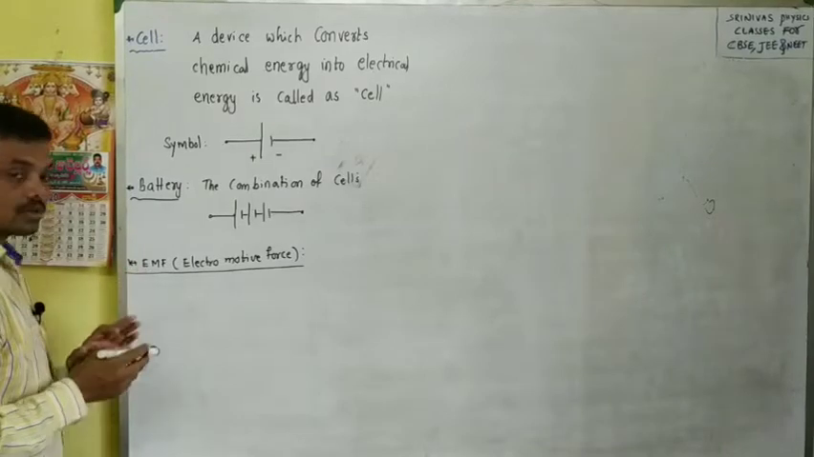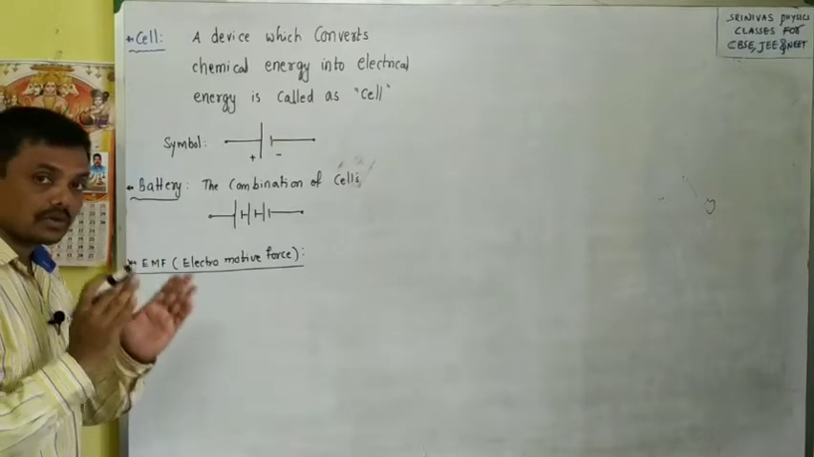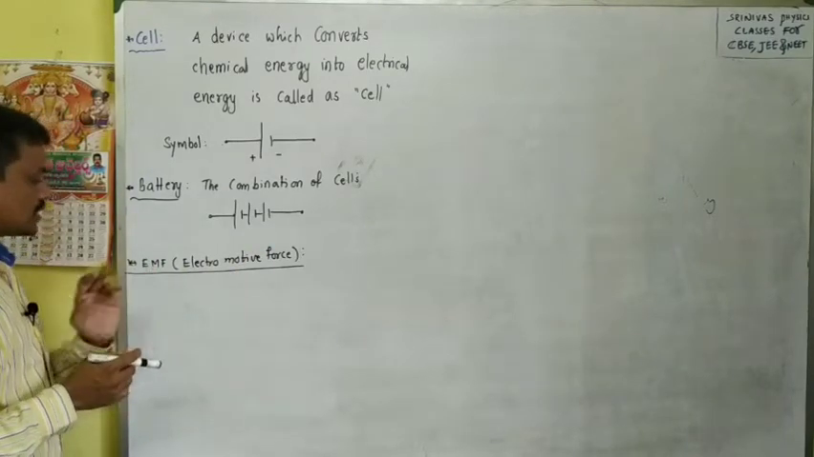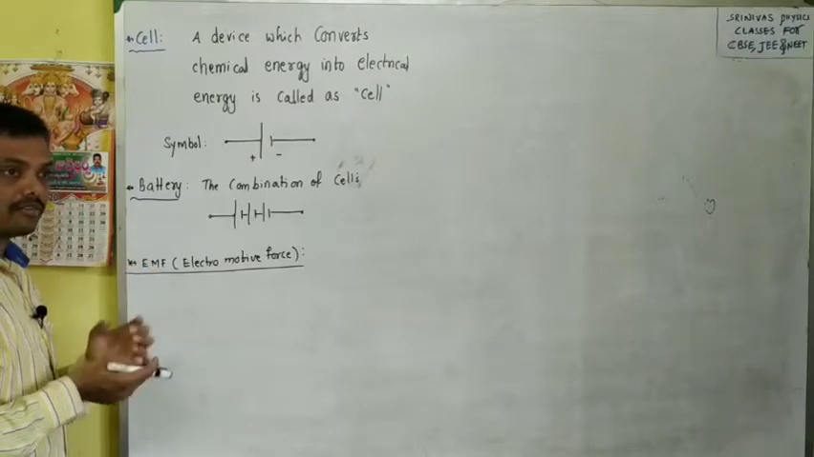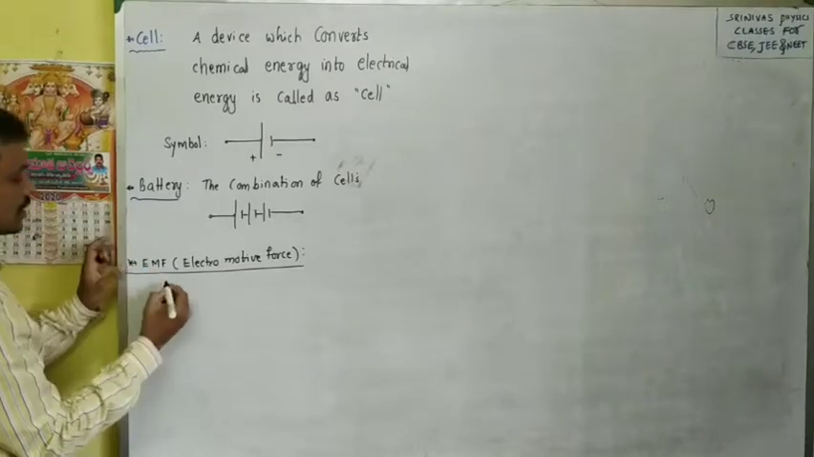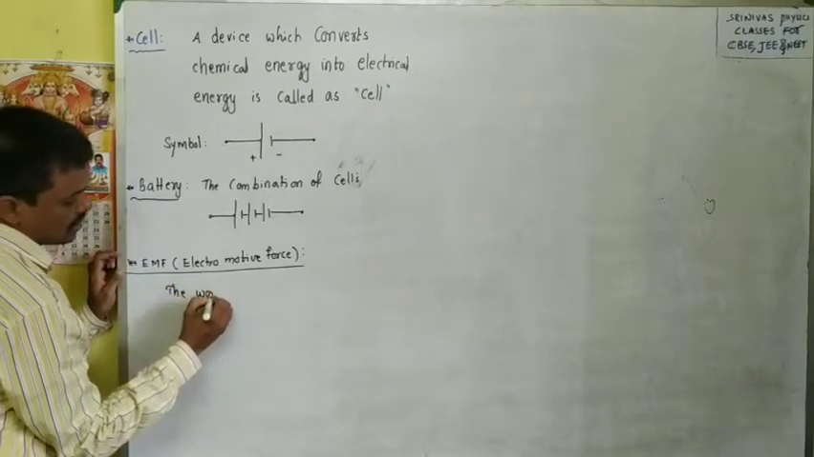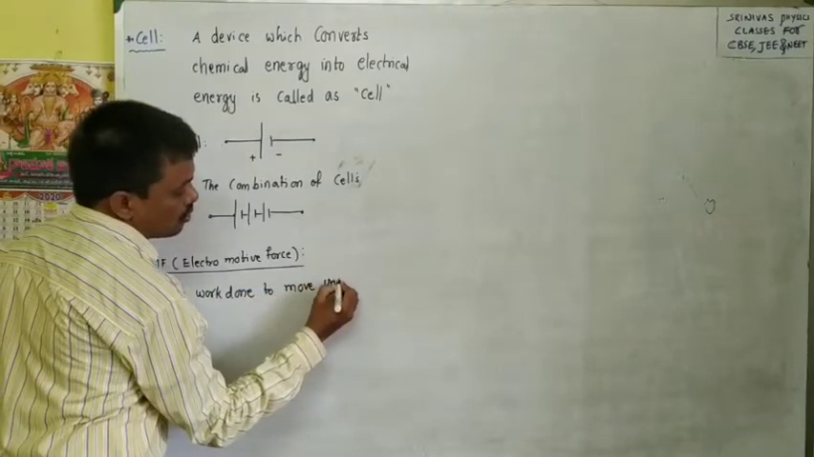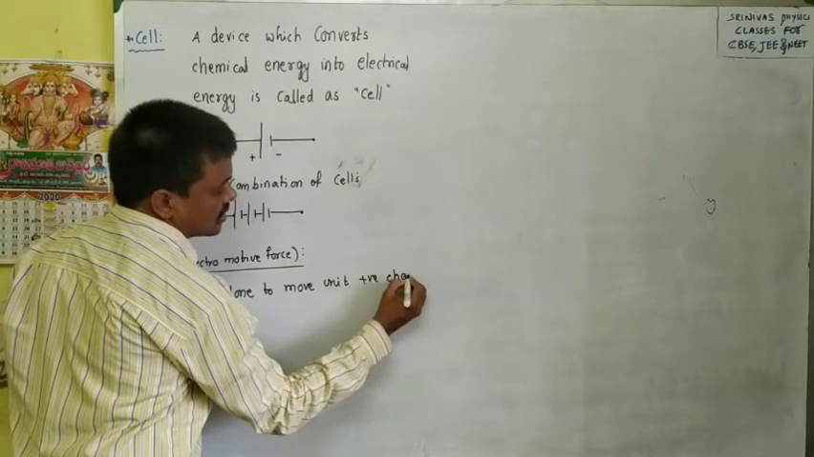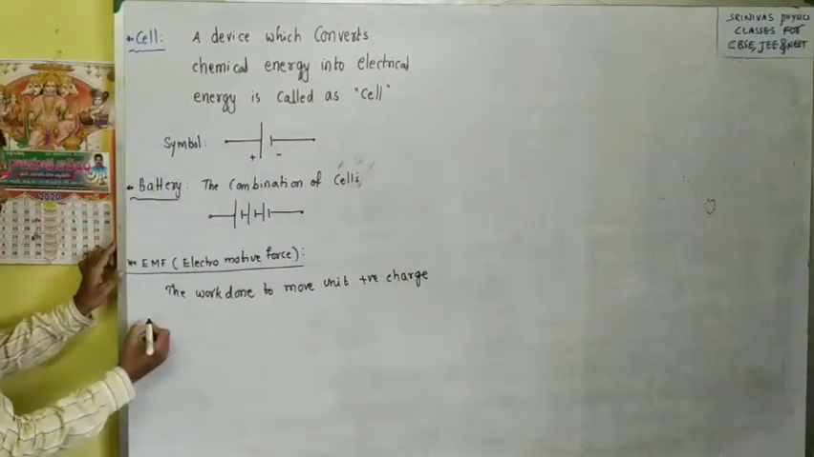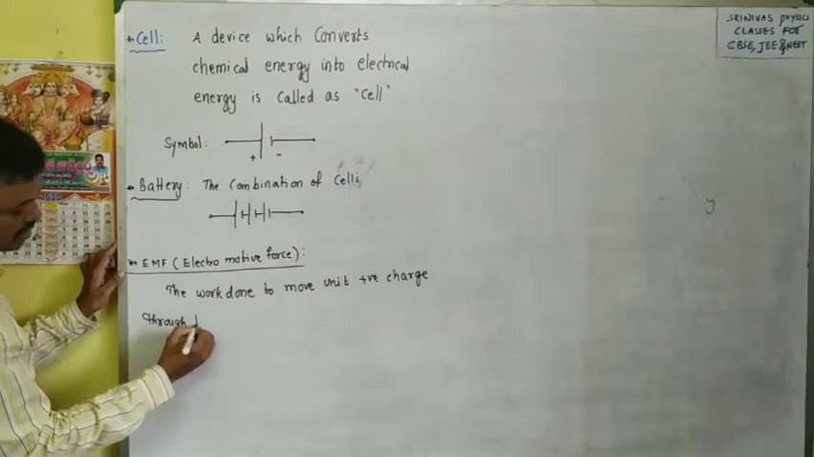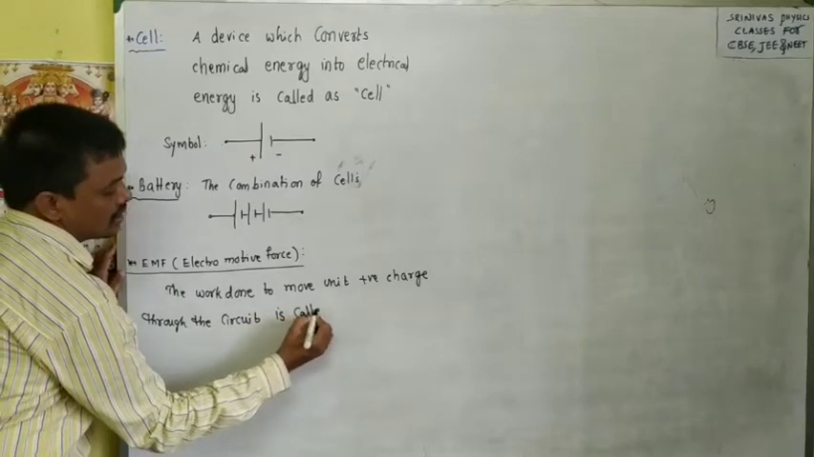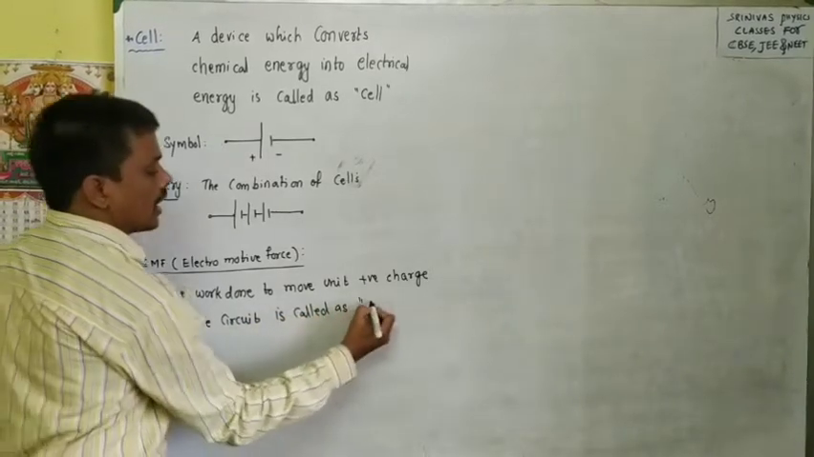And electromotive force means the battery or the cell is doing some work to flow the charge through the circuit. That work done is said to be EMF. EMF is also equal to potential difference. The definition of the EMF is the work done to move unit positive charge through the circuit is called as electromotive force.